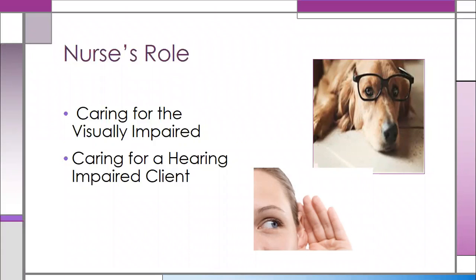Make sure you orient them to the sounds in the environment and to the environment in general. If people are in the hospital, as I said, keep call bells close and pathways clear. If somebody is at home, you cannot rearrange their furniture, because they get used to where everything is, and if it gets moved, it can cause injury from falls or walking into things.